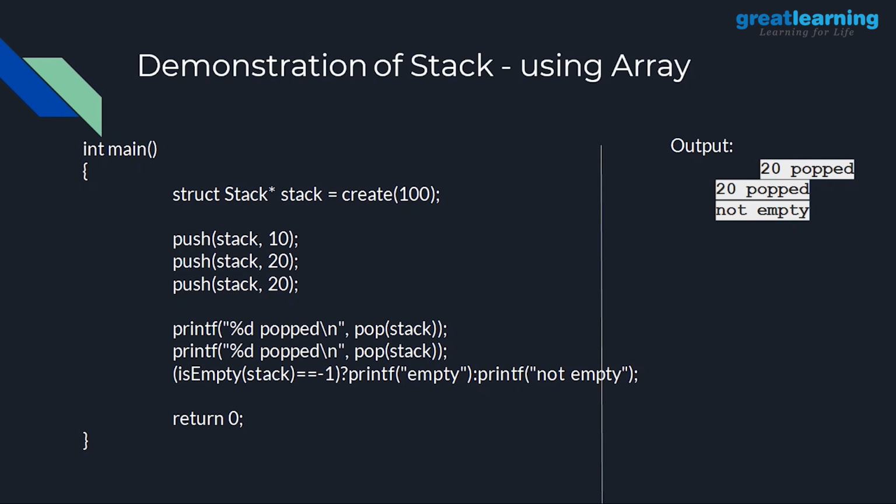Again we are popping, so again 20 will be popped. Then we check if the stack is empty. Is our stack empty? No, there is 10 present in our stack, right? So that's what I have printed in the output section. So it is printing not empty. Okay, this is how we do it.